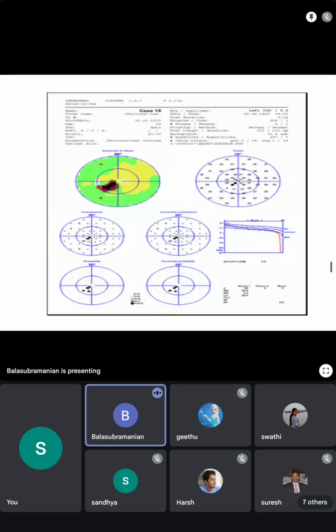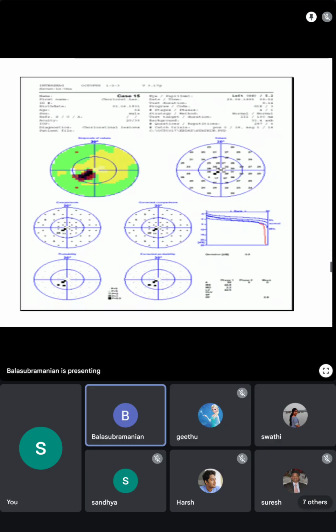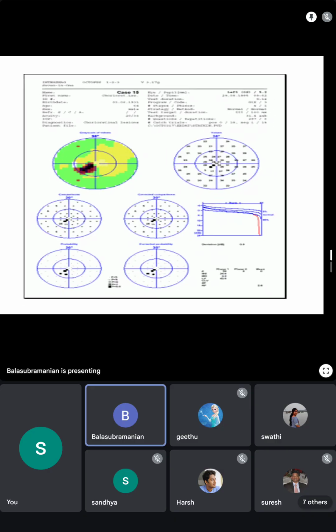What is this? Anyone? Have you not seen this in this shape? Octopus. Yes, yes. Instead of the grayscale, here is a color-coded mapping of the field, right?